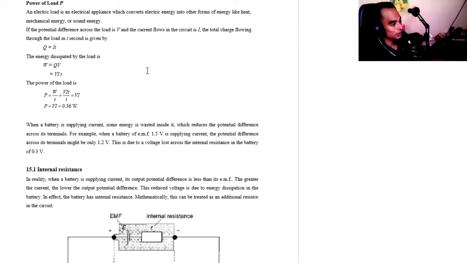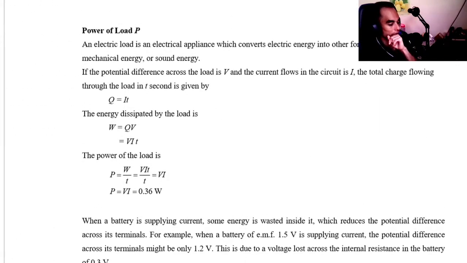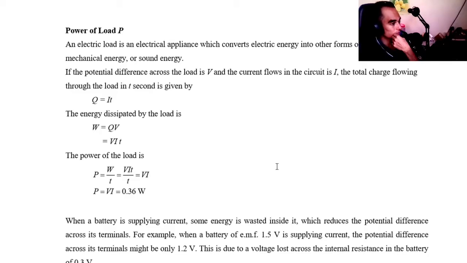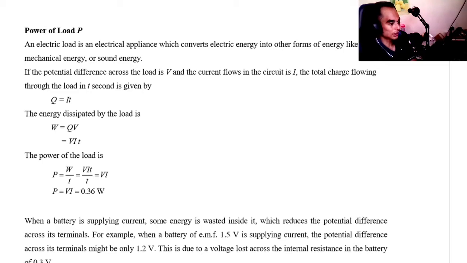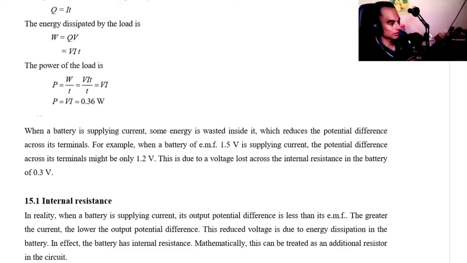Power of load. An electrical load is an appliance that converts electric energy into another form of energy, like mechanical energy or sound energy. If the potential difference across the load is V and the current flowing in the circuit is I, the charge flowing through the load is given by Q equals IT. So we derive P equals IV: W over T is VIT over T, which gives VI.